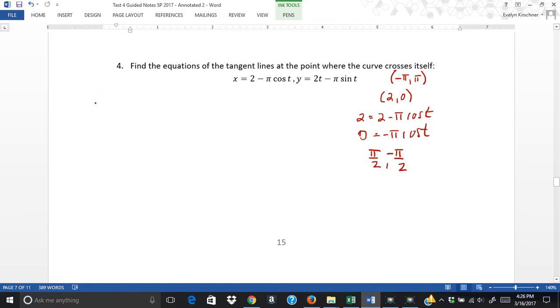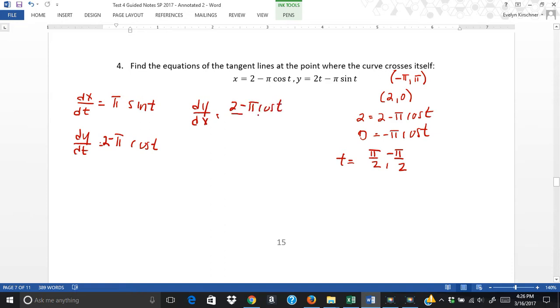So now I have to find that t. I have my point, my x, y, and now I have to find my slope. So dx/dt is going to be pi sine t, and dy/dt is going to be negative pi cosine t. Oh, sorry, 2 minus that, because there's a t there, so 2 minus pi cosine t. So that gives me dy/dx as 2 minus pi cosine t over pi sine t.